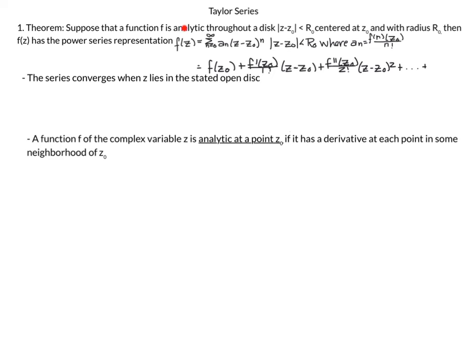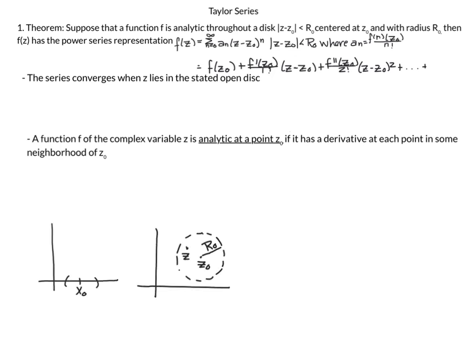So first, what does it mean for a function to be analytic? A function f of a complex variable z is analytic at a point z naught if it has a derivative at each point in some neighborhood of z naught. So what is a neighborhood of z naught? It is exactly this disk. So this disk, as you can see, |z minus z naught| is less than r, strictly less than. It's the interior of this circle.